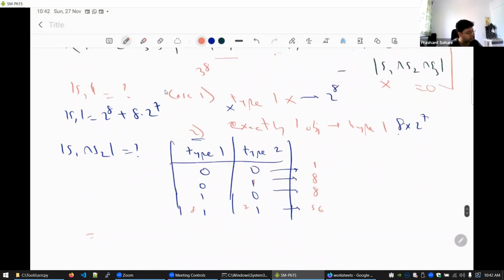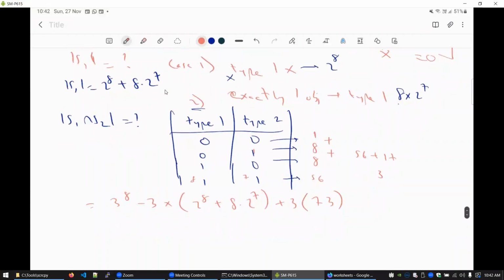So the answer should be equal to 3 raised to 8 minus 3 times mod of S1, plus 2 raised to 8 plus 8 times 2 plus 3 times mod of S1 intersection S2. By the way, this sum is equal to 56 plus 17, which is 73. And S1 intersection S2 intersection S3 is anyway 0, so we can ignore that.